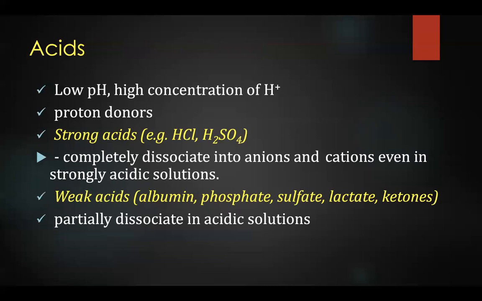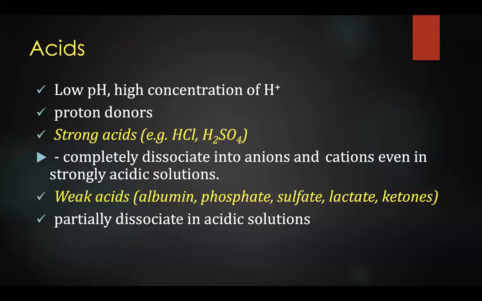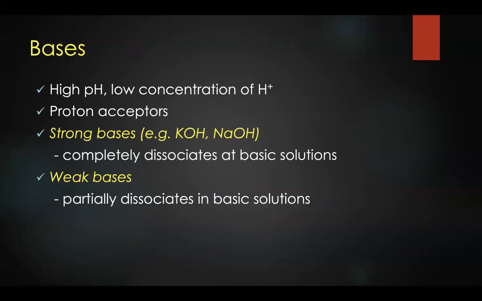Now, acids are low in pH, meaning they have a higher concentration of hydrogen ions. They are also proton donors based on the Bronsted-Lowry definition. Examples of strong acids are hydrochloric acid and sulfuric acid. They completely dissociate to anions and cations even in strongly acidic solution. We also have weak acids such as albumin, phosphate, sulfate, lactate, and ketones, which partially dissociate in acidic solutions.